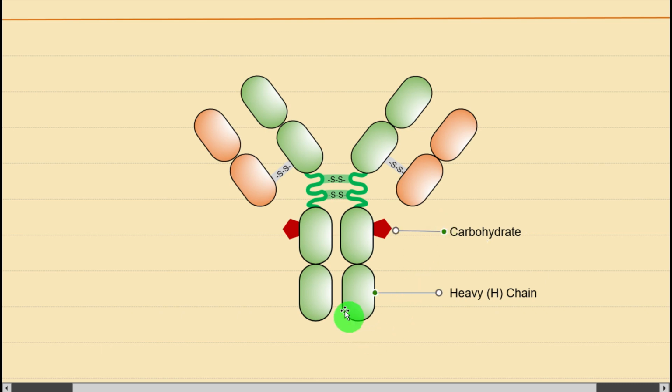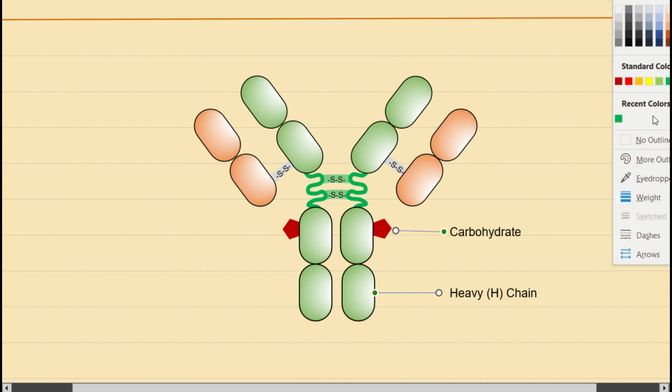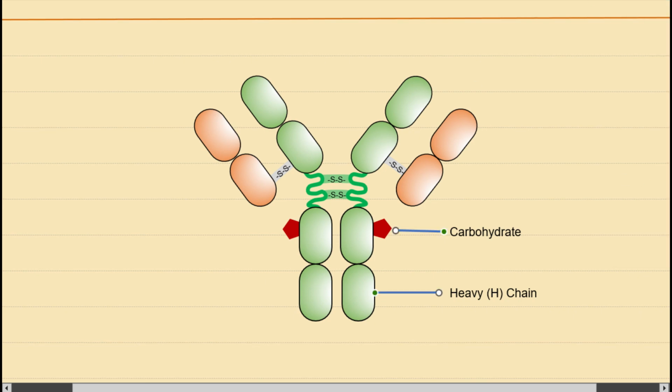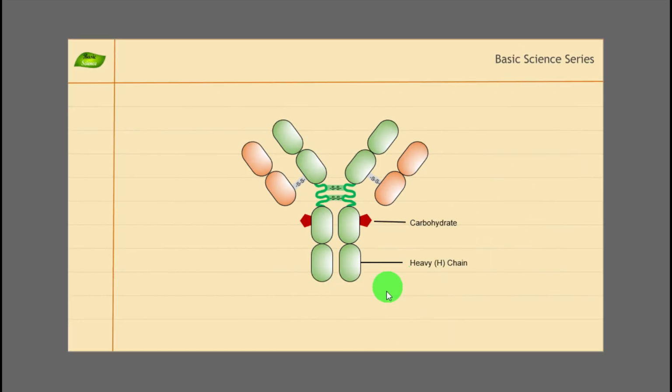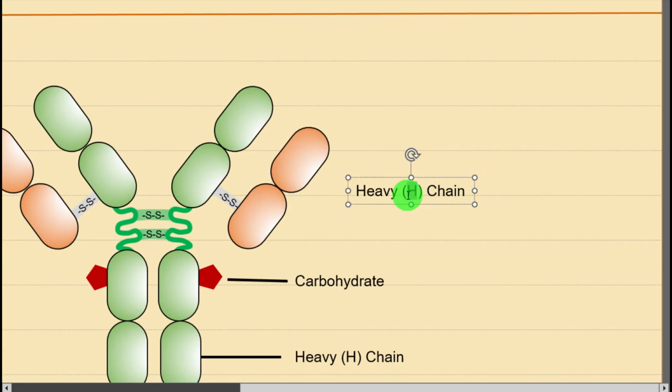Honestly, these are a little bit thinner, so I'm going to make them visible and then change the color. So here you have it. So this is the heavy chain, this is the carbohydrate. Now we have to label this as the light chain. So that is nothing but L here. Here you have light chain. I'll just copy this from here and then place it like this.